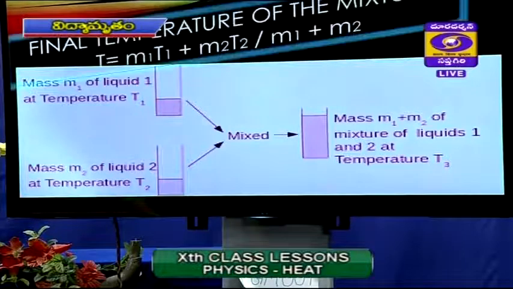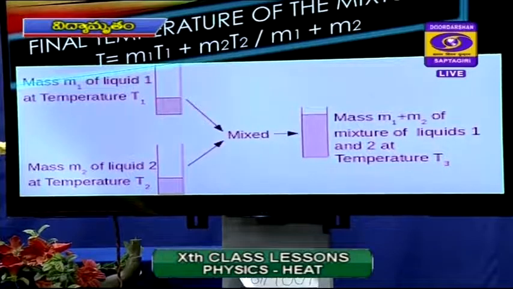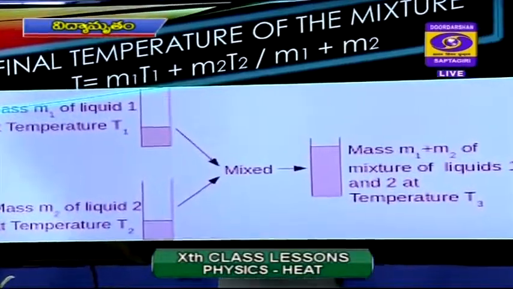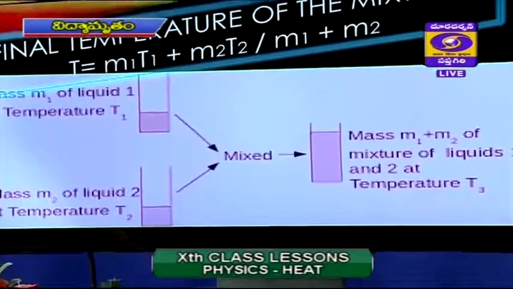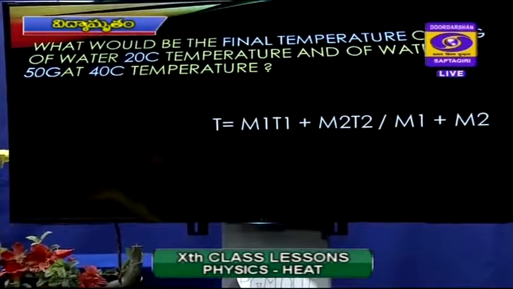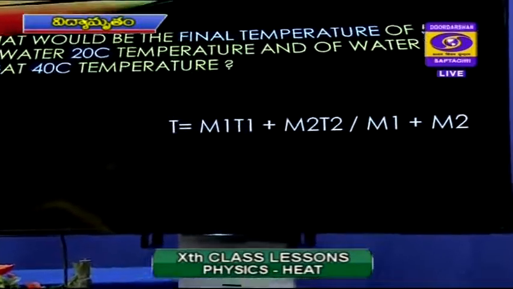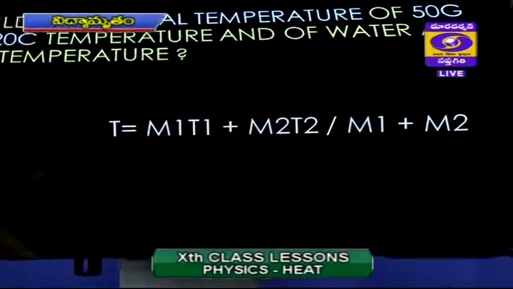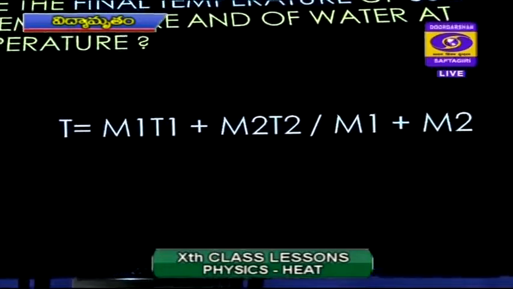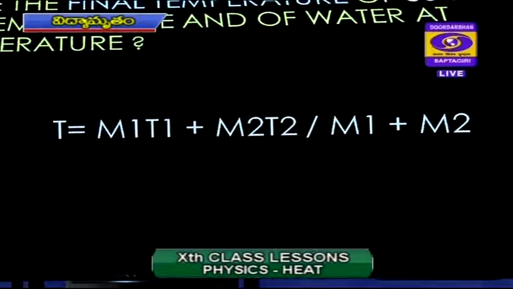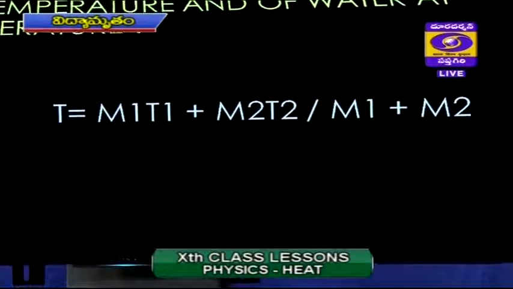Now, for determination of that, we can use the formula: final temperature of the mixture T is equal to m1 T1 plus m2 T2 by m1 plus m2. In the examination, they will ask you what would be the final temperature of 50 grams of water at 20 degrees centigrade and 50 grams of water at 40 degrees centigrade. Then which formula do we have to use?